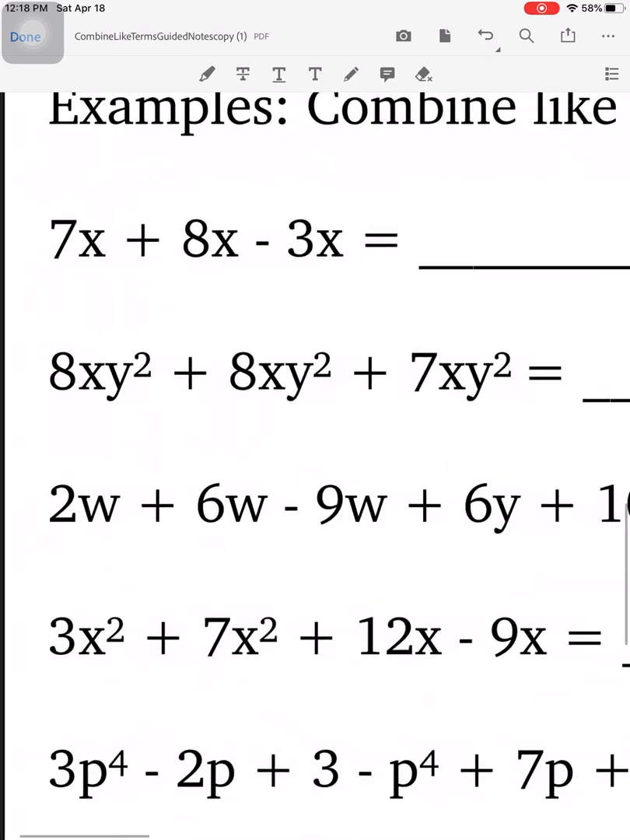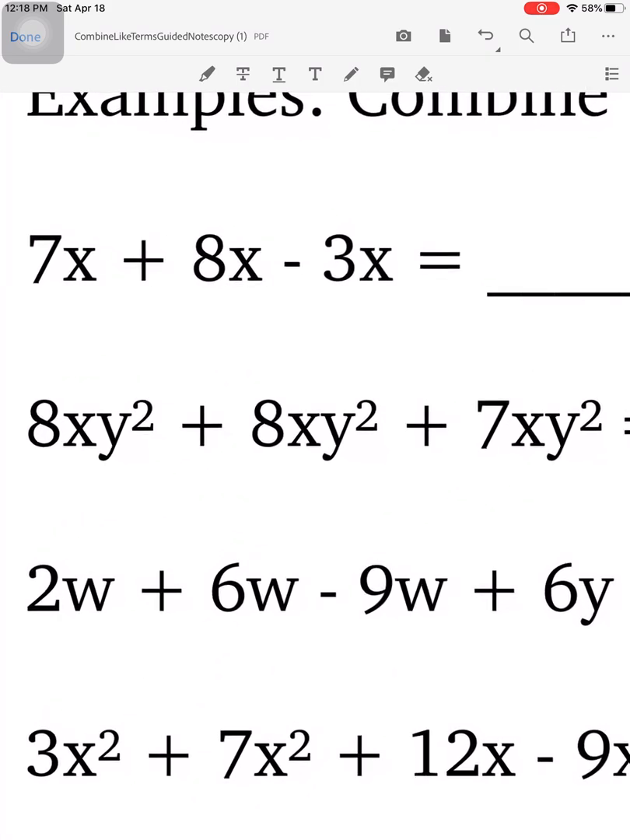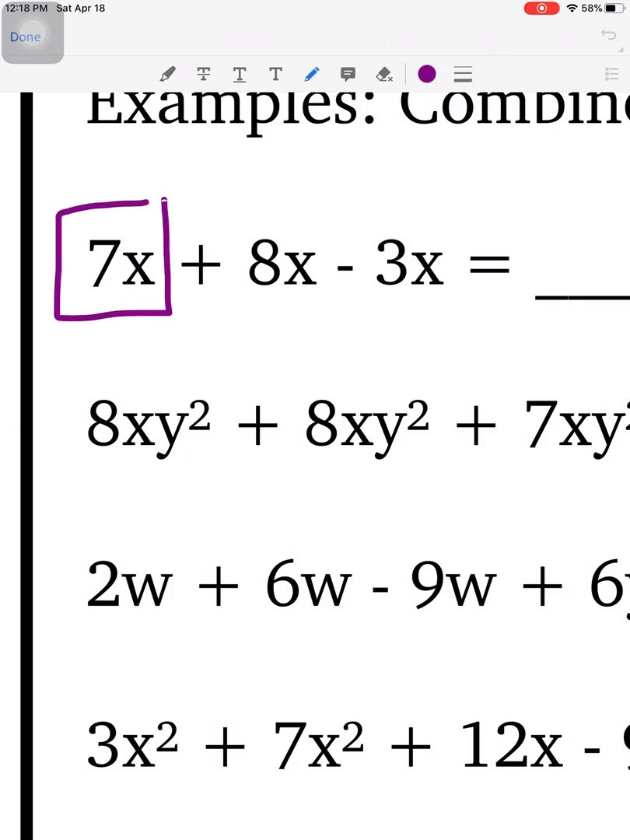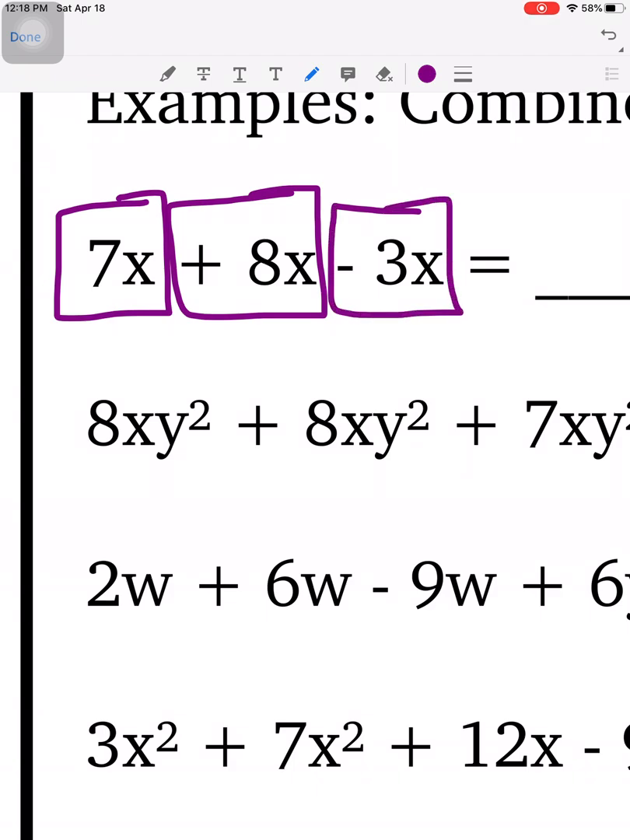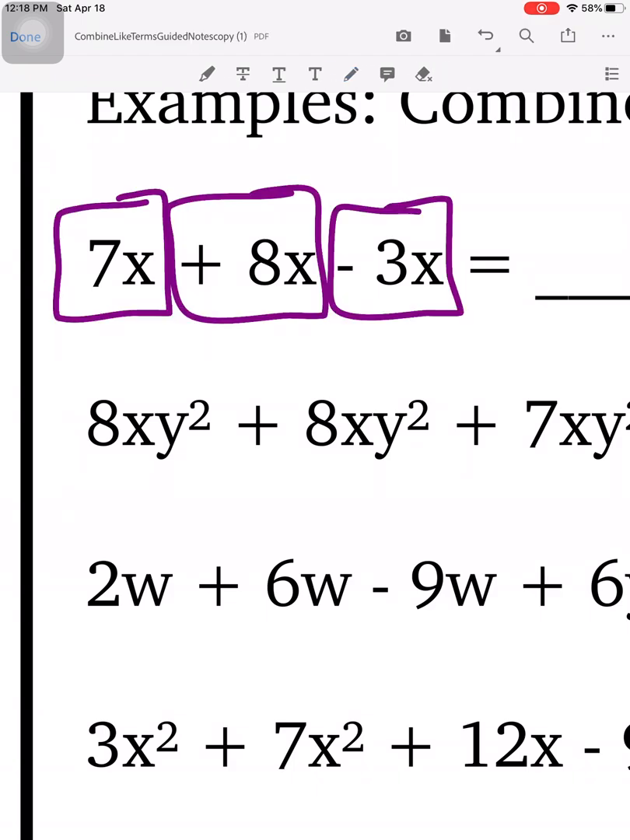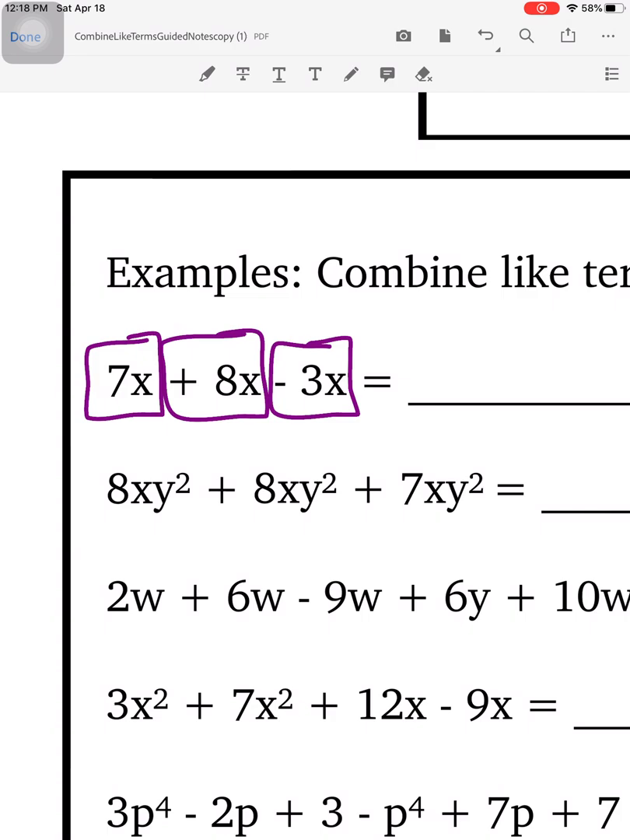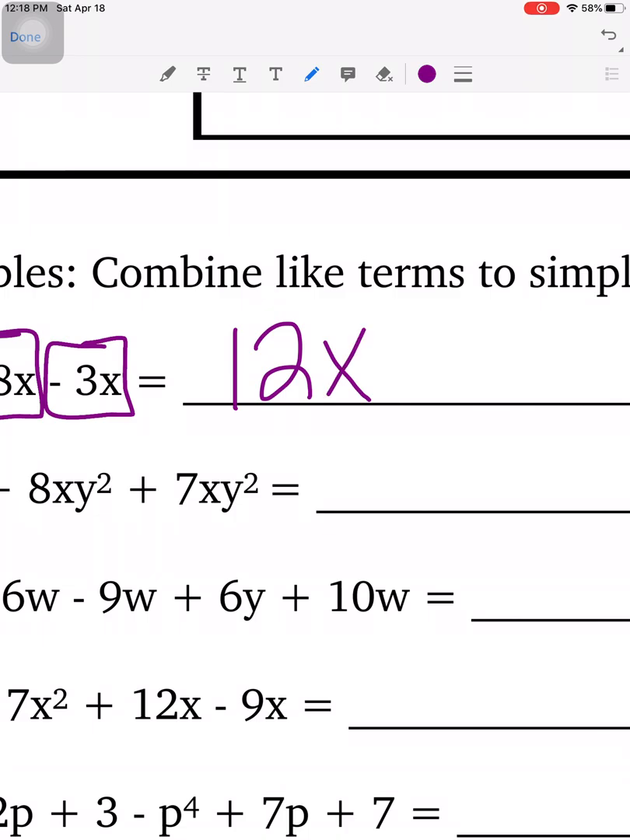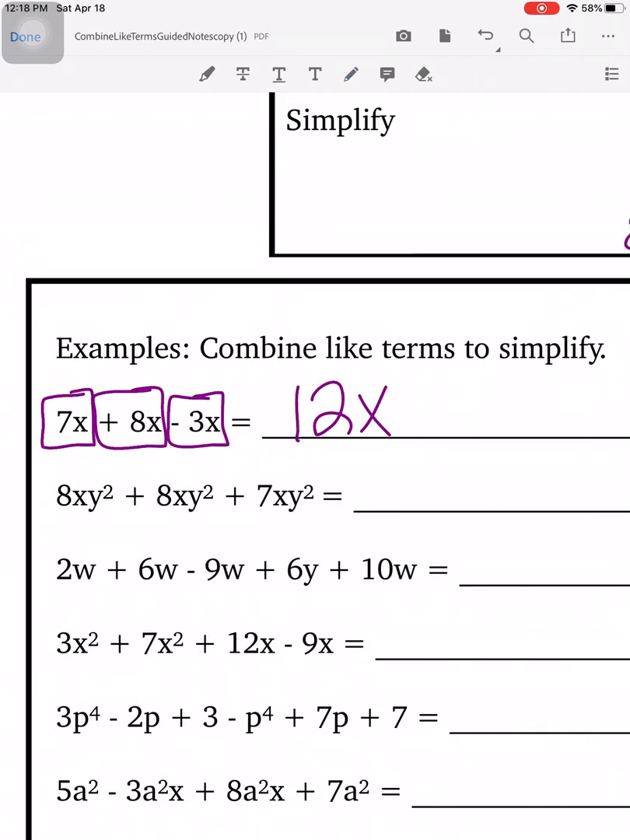So we have 7x plus 8x minus 3x. All right, so 7x is like positive 8x is like negative 3x, right? So we can just combine all three of those. So we're going to add 7 and 8, and then we're going to take away 3, which is going to give us 12x, and we bring out x alone. Okay, same variable raised to the same power.